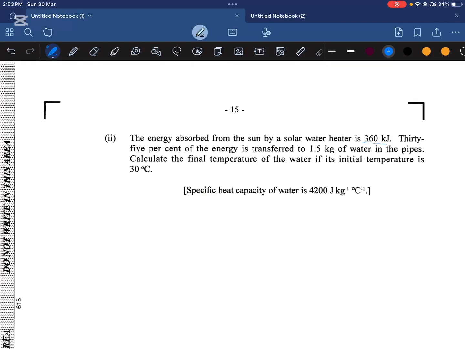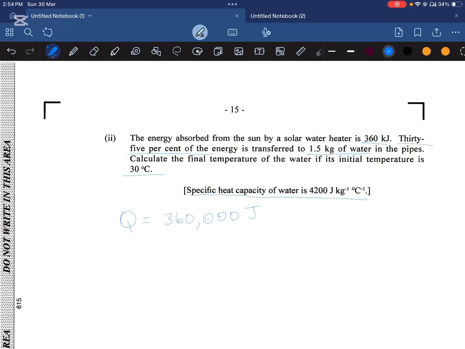Part 2. The energy absorbed from the sun by a solar water heater is 360 kilojoules. 35% of the energy is transferred to 1.5 kilograms of water in the pipes. Calculate the final temperature of the water if its initial temperature is 30 degrees Celsius. It tells us that the specific heat capacity of water is 4,200 joules per kilogram per degree Celsius. So the first part is, we see that we have an energy amount of 360,000 joules.